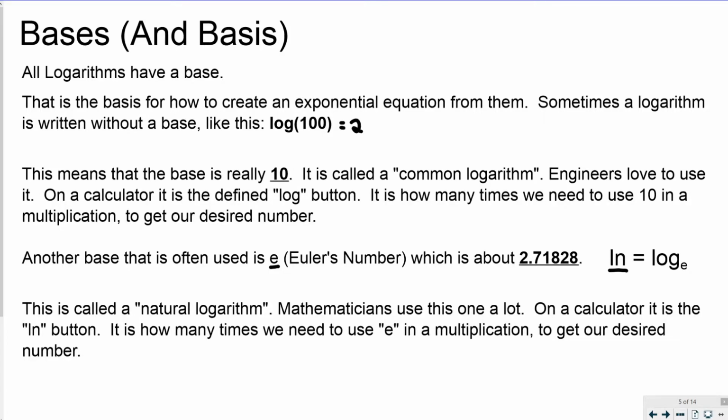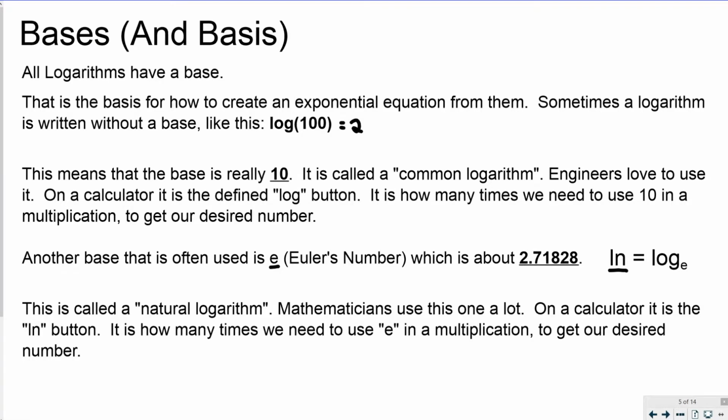Engineers love to use this. On a calculator, this is our defined log button. When you press log on your calculator, that is what your calculator is assuming, that it is log base 10. It is how many times you would need to multiply 10 by itself to get the desired number. So in this case, how many times do I need to multiply 10 by itself to equal 100? Well, twice. 10 times 10 equals 100. So 10 squared, 10 to the second power, equals 100.